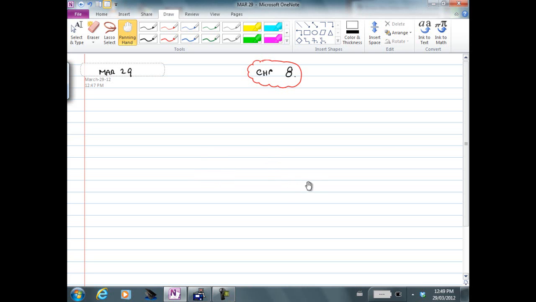Alright guys, so today I'm going to start on a brand new chapter with you, chapter 8, and this is called Solving Systems of Equations. Solving systems of equations.